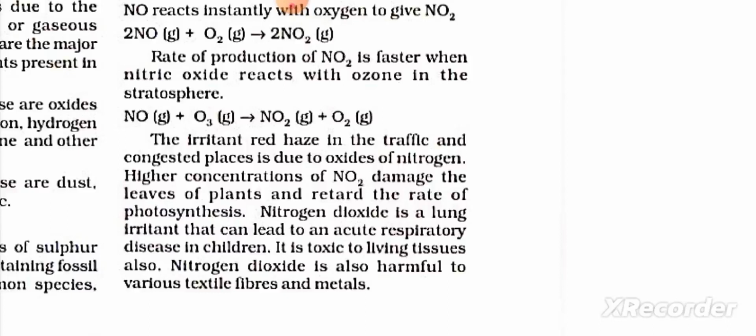NO gas plus O3 gas is converted into NO2 gas plus O2. The irritant red haze seen in the traffic and congestion of a place is due to the oxides of nitrogen. Higher concentrations of NO2 damage the leaves of plants and retard the rate of photosynthesis.